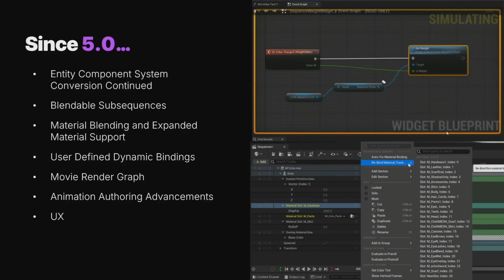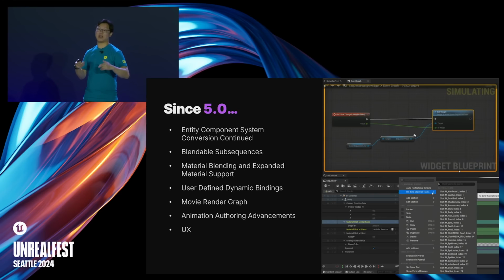So since 5.0, we've continued our conversion to the entity component system. You might be familiar with a fairly long article back in UE4 that talked about Sequencer performance. And we've been converting from an object-oriented system to the entity component system. And that conversion is still ongoing. Pretty much nearly all tracks have been converted, but there's just been some that haven't been quite converted just yet. As I mentioned before, blendable subsequences. This was a direct ask from Fortnite Gameplay and many of our customers, being able to blend these not only in time, but hierarchically, and also in Blueprints.